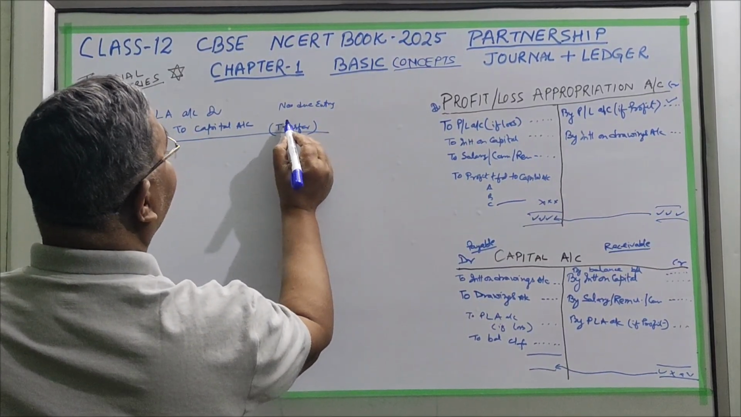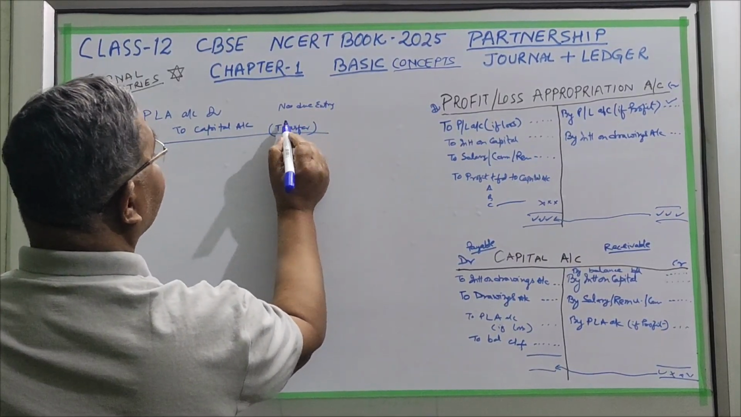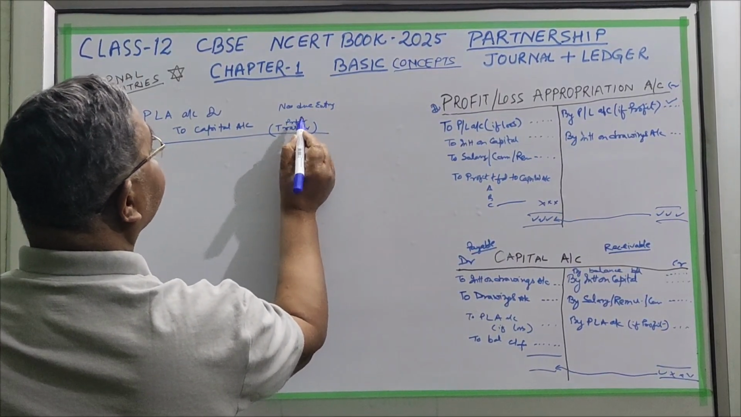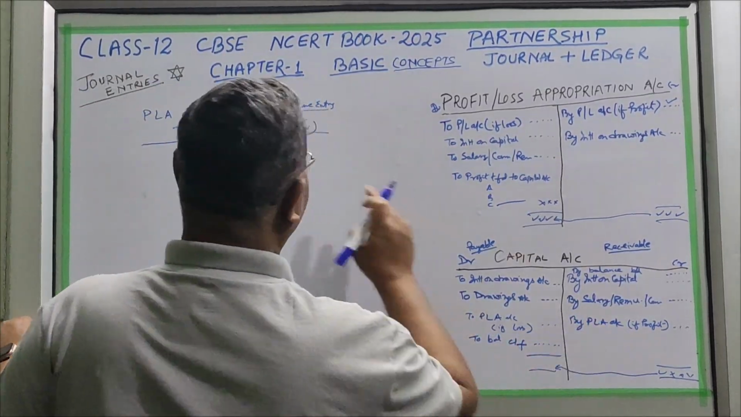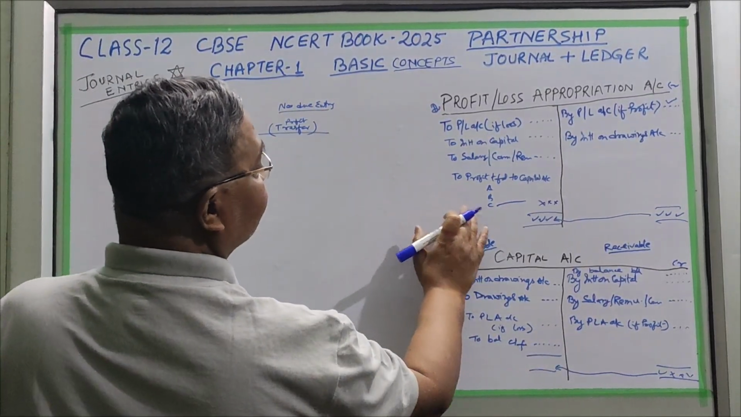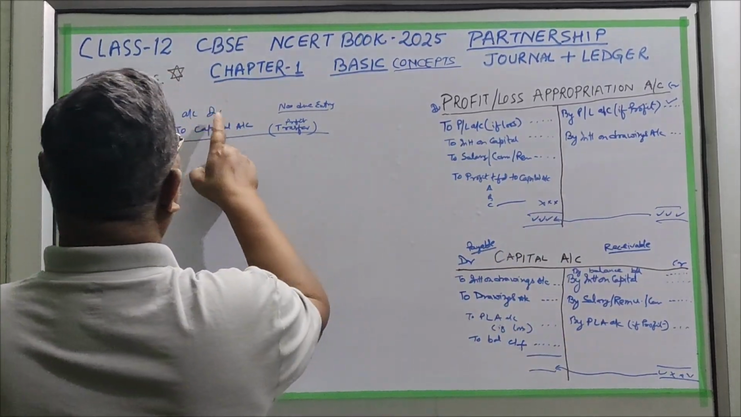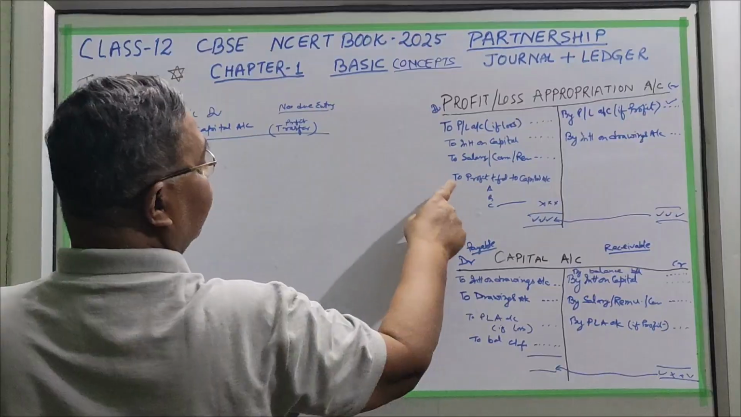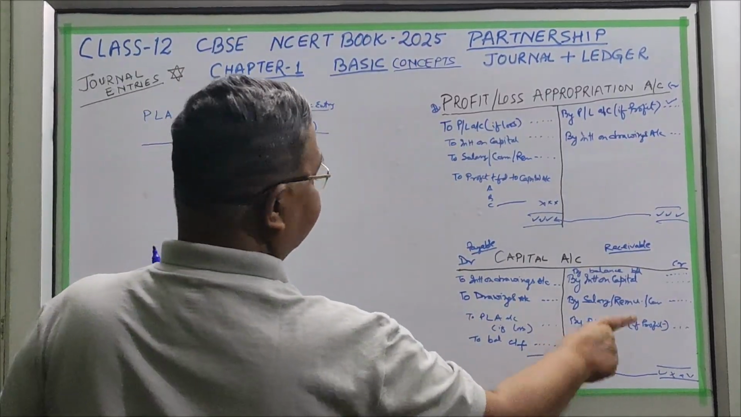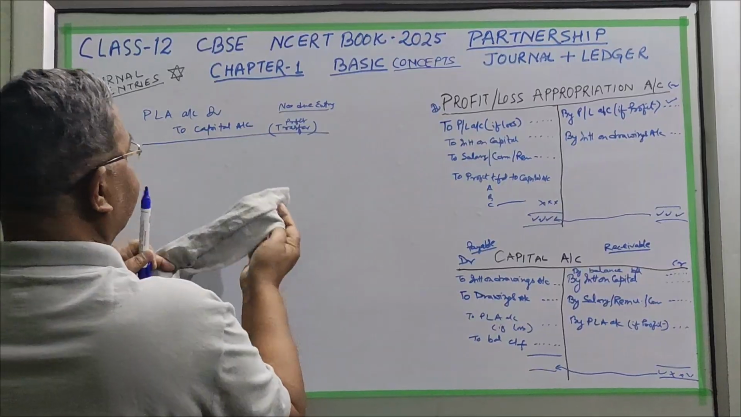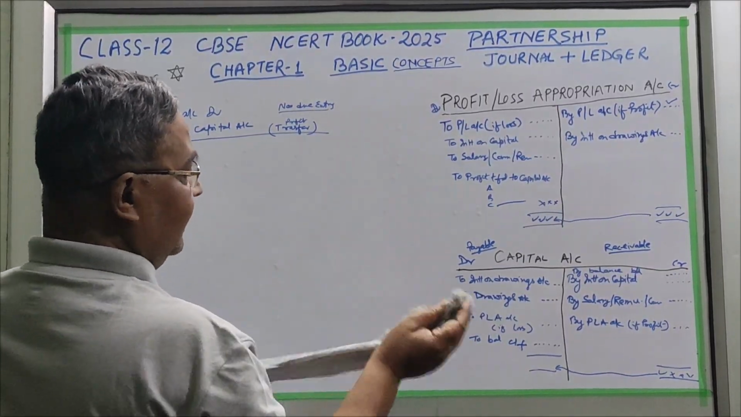No due entry is required, only balance profit is transferred. Profit is transferred, so a due entry is not required. Only one journal entry is required, because otherwise your ledger will not match. Only this PL account is debit to capital account. In the capital account, what you will write? By PL account. Okay. So here our journal entry portion of this partnership is over.